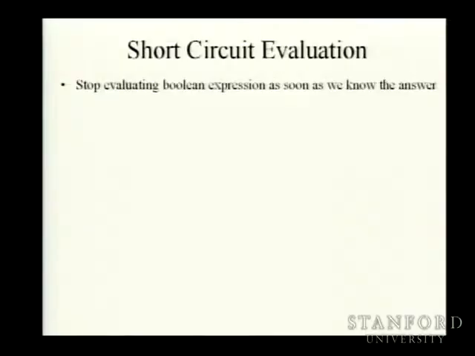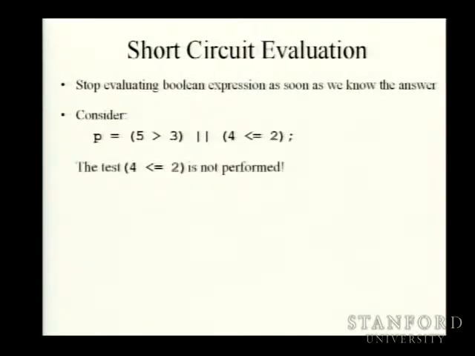Trust me. Short circuit evaluation, we actually stop evaluating Boolean expressions as soon as we know the answer. What does that mean? Okay, so let's consider something like this. P, which is a Boolean, equals 5 is greater than 3 or 4 is less than 2. Well, 5 is greater than 3, so as soon as we evaluate that part, that's true. True or anything is true, right? It doesn't matter what the value of this guy is because we already got a true, and true ORed with anything is going to be true. So in fact, Java does an optimization, and the second test is not evaluated at all. That's why it's called short circuit evaluation. As soon as we know the answer, we short circuit out and we don't evaluate the rest of it.